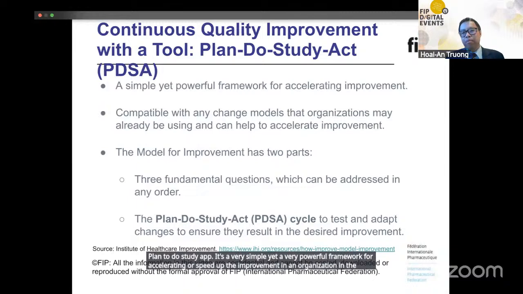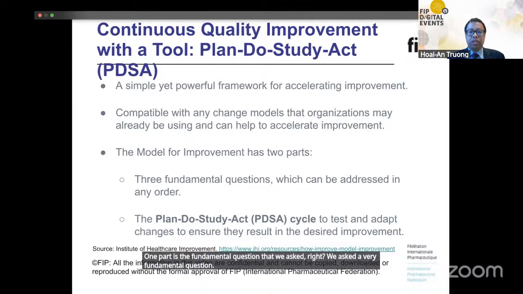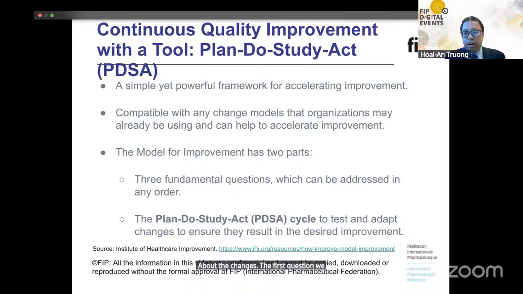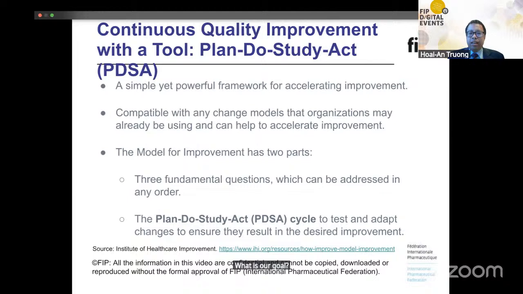It is very compatible with other models out there that people may be using that can also help accelerate improvement. There are two parts of this. One part is the fundamental question that we ask, right? We ask a very fundamental question about the changes. The first question we ask is, what are we trying to accomplish? What is our goal? So once we agree as a team, as an organization, what are we trying to accomplish? What are we trying to change?